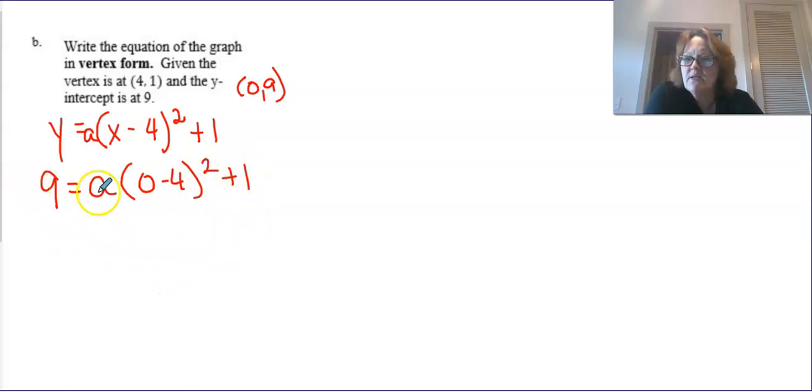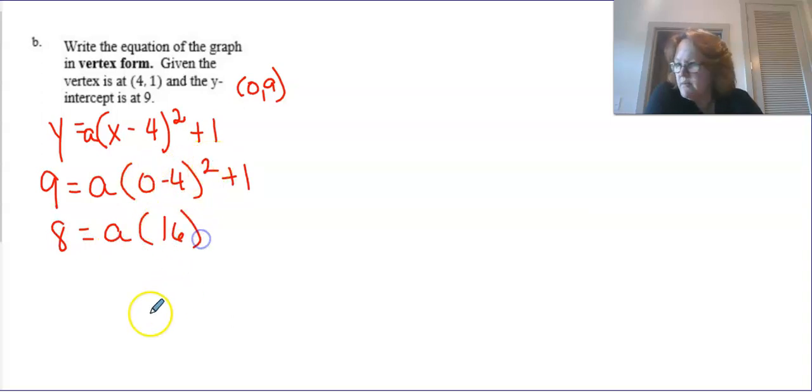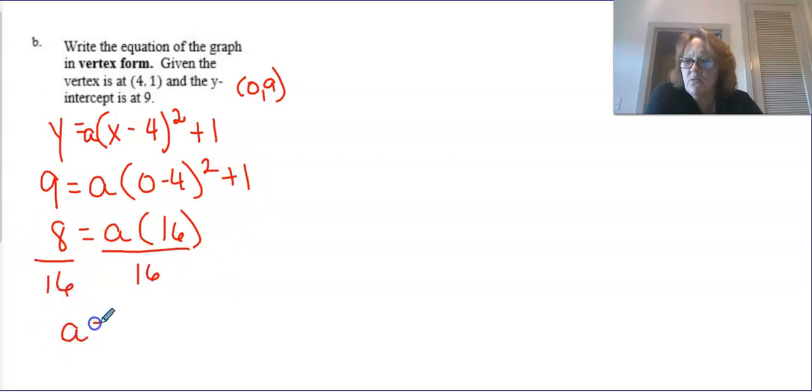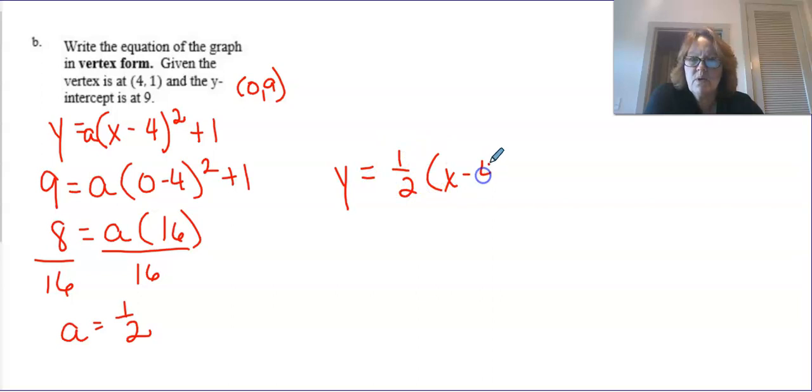I'm going to go ahead and subtract 1 over here and get 8 equals a times 0 minus 4, which is -4. -4 squared is 16. Of course, the reason I subtracted 1 over here is because I can't divide by 16 without first moving that 1 over to this side. So now I need to divide by 16 on both sides, and a equals 1/2. Then I just go back to my original equation, put that 1/2 in for a, and that is what they're looking for: 1/2 (x minus 4) squared plus 1.